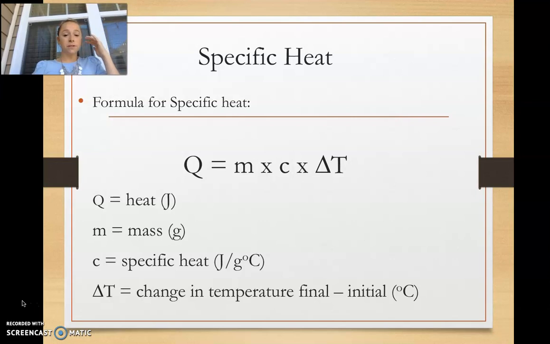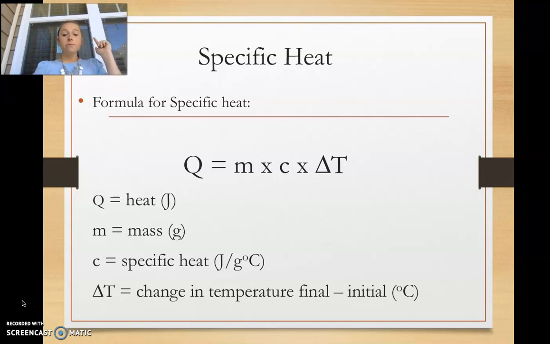So the formula for specific heat is the heat absorbed by a material equals the product of the mass, the specific heat, and the change in temperature. So when we look at this, Q is going to be heat, and that is going to be in joules. A lot of people last year, I remember, were confused because they always thought Q was the specific heat. It is not. Q is going to just be heat in joules.